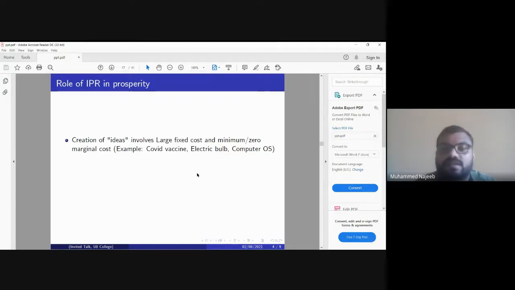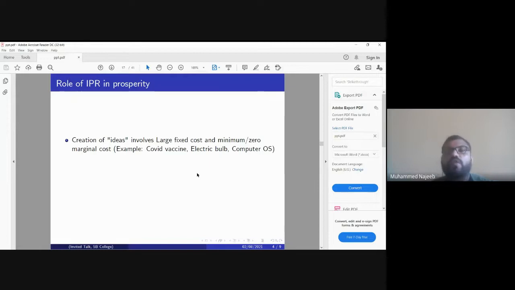So think about the electric bulb. The creation of the electric bulb also took a lot of time for Thomas Alva Edison. He was trying to make his first bulb for many years. Many scientists were working in his lab to create this first bulb. After creating this, he could create another bulb at a minimum cost. So this fixed cost is very high.